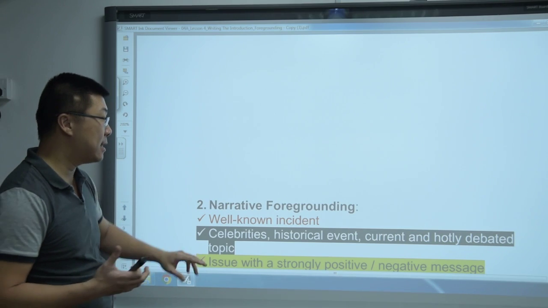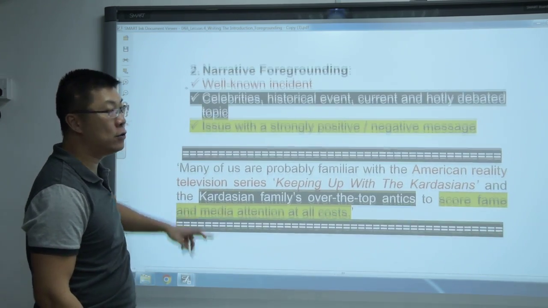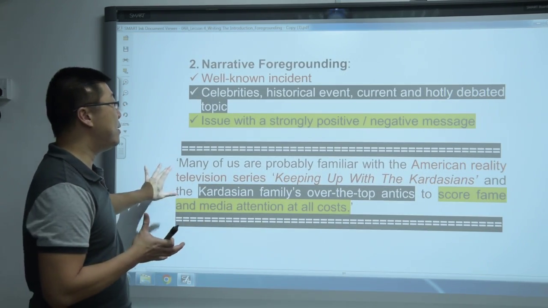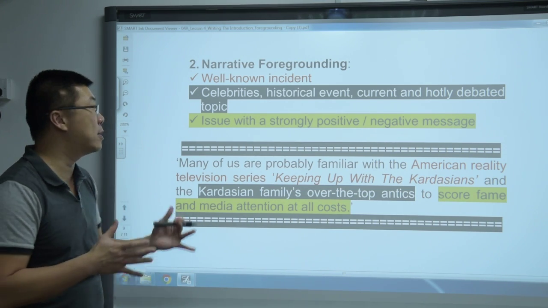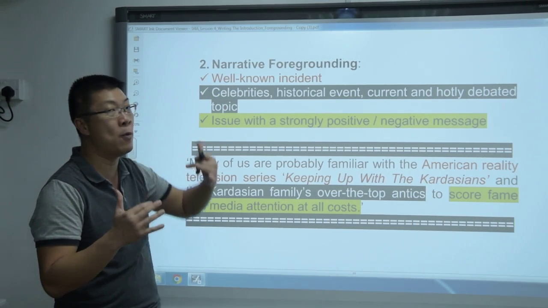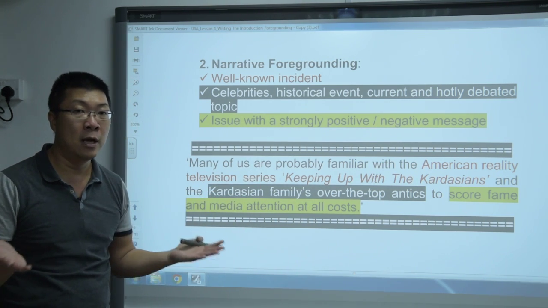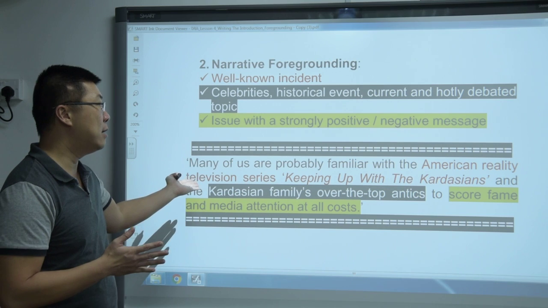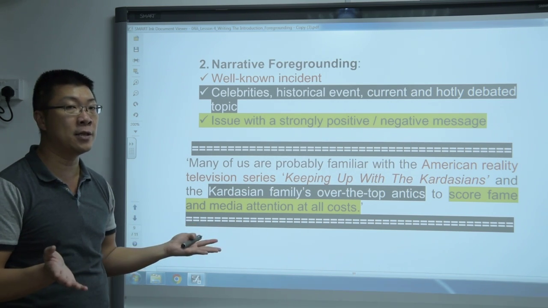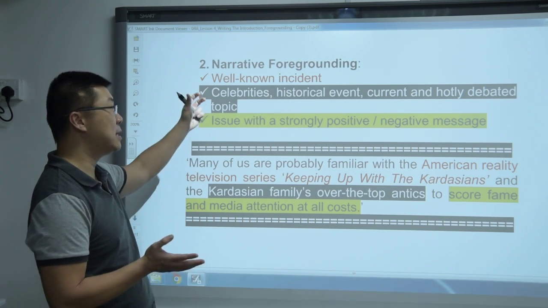Having said that, given a choice, if you do have a relevant story, then you can actually have narrative foregrounding. The concept of narrative foregrounding is to highlight a well-known incident. In our original sample essay, you are looking at the story of keeping out the Kardashians. This is an example that comes from celebrities.